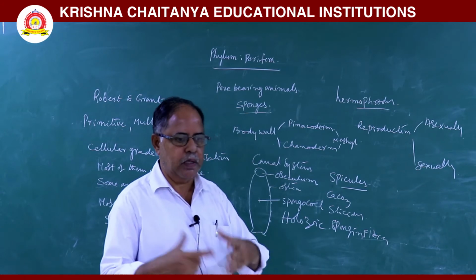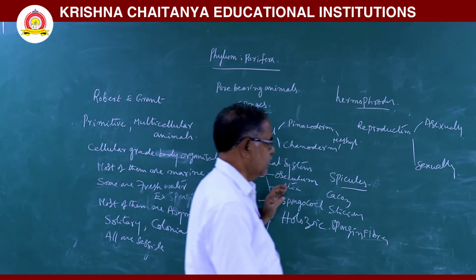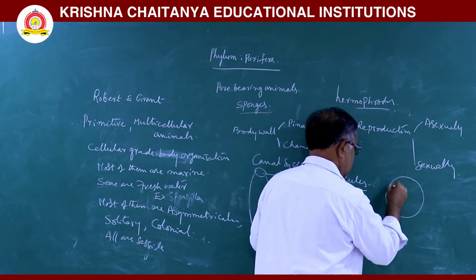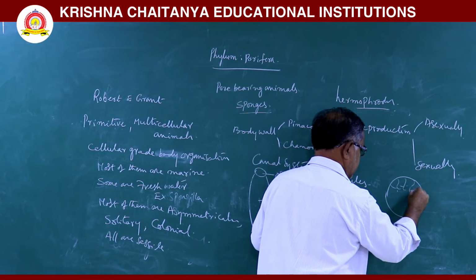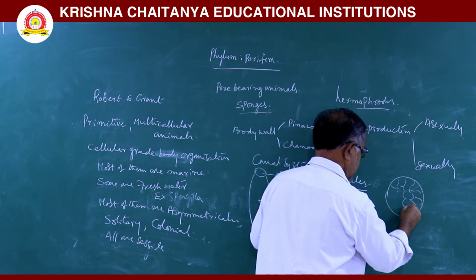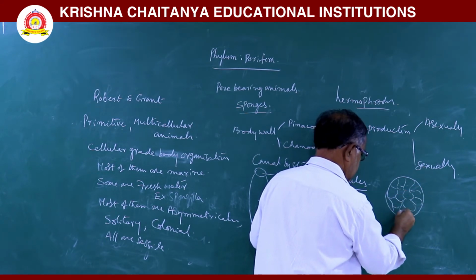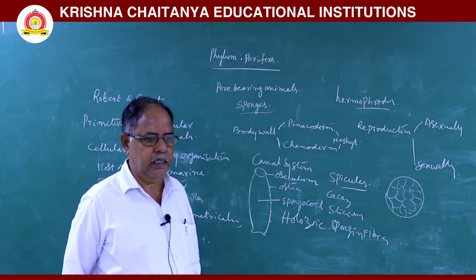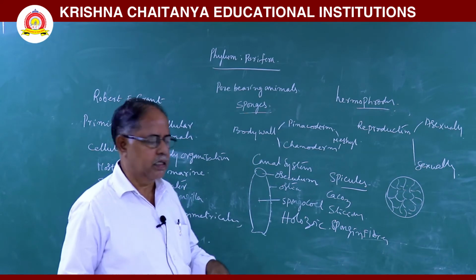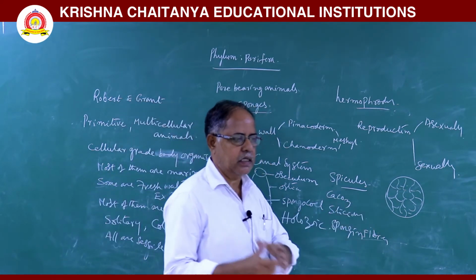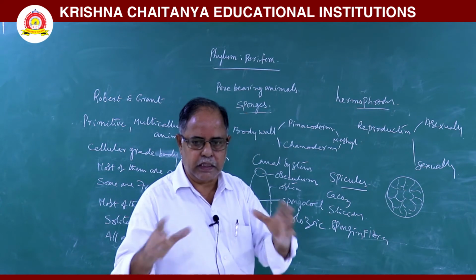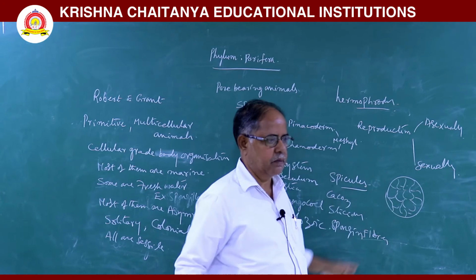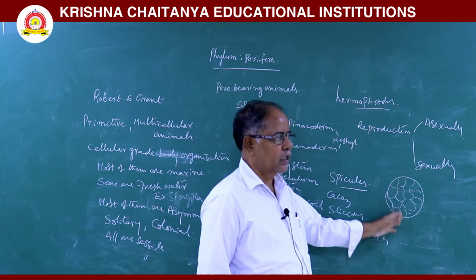Next then, holoblastic cleavage occurs. That means the cleavages occur in the total zygote. The complete zygote undergoes division. Cleavages mean the embryonic divisions which occur in the zygote during embryonic stages. So the cleavages occur in the total zygote, that type of complete holoblastic cleavage occurs.